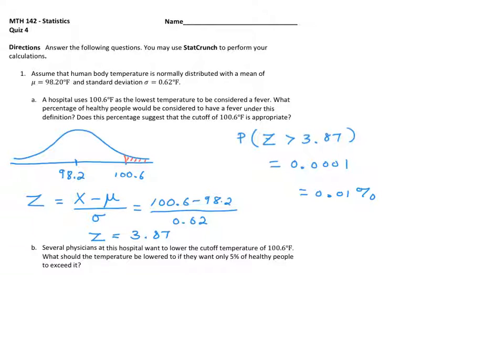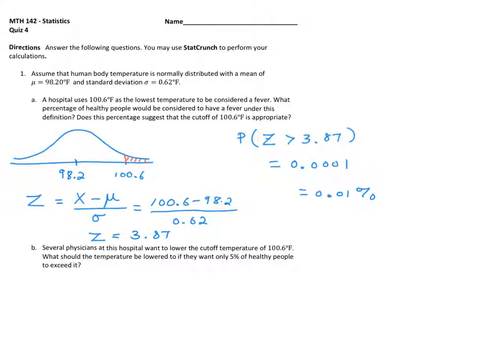So part B is addressing this similar question just in a different way. It says several physicians at the hospital want to lower the cutoff temperature. Perhaps they feel that this is too strict of a percentage. So, what temperature should they lower it to if they want to change this percentage from 0.01 to 5%? I mean, 5% is still really small, but maybe it's just a better temperature to use.